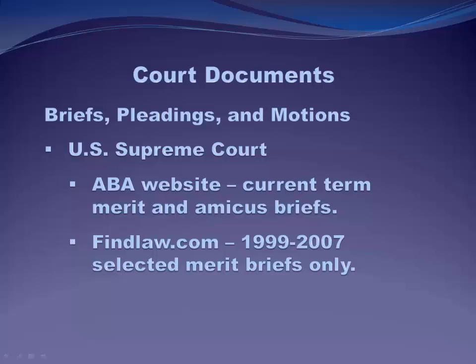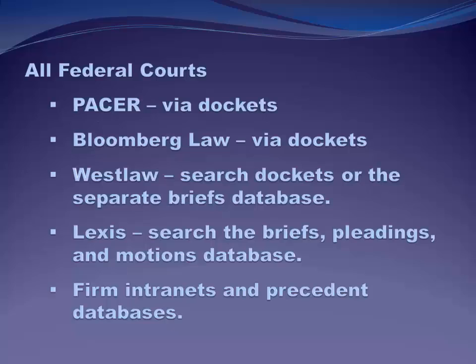For Supreme Court documents, you can try the ABA website or FindLaw, and I'll show you how to use those in a minute. So you can get briefs, pleadings, and motions from a variety of places. We've already seen how to do it through Bloomberg's Docket database, and you can also do it through Pacer. Westlaw and Lexis have separate court document databases. So their dockets databases don't have the underlying documents, but they have separate databases that do have some trial court documents. And then many firms and policy organizations also make their own briefs available on their organization's website, sort of as a form of attorney advertising, or maybe it's a public service. Maybe I'm being cynical.